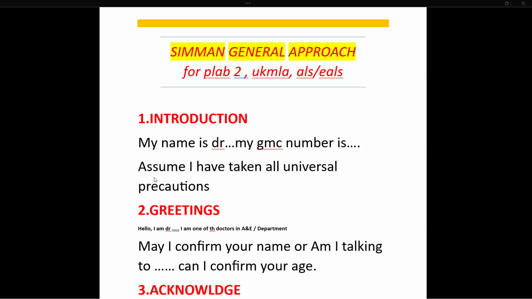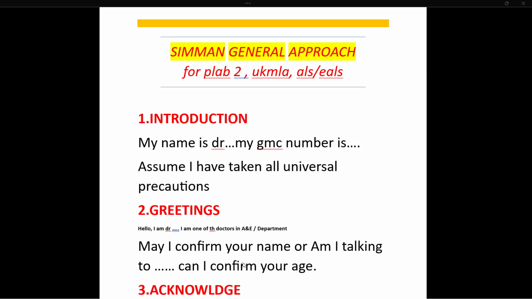Then you will have to move to the patient, who lies on the bed or somewhere else, and greet the patient. "Hello, I'm Dr. Robert. I'm one of the doctors in accident and emergency, or in this department." If you know the patient's name before entering the room, then you can say, am I talking to Robert or am I talking to Margaret? Can I confirm your age? Or you can say, may I confirm your name and age? Whatever you think works for you, it's okay.